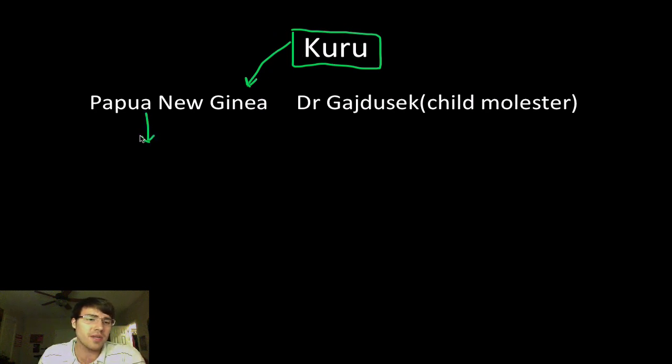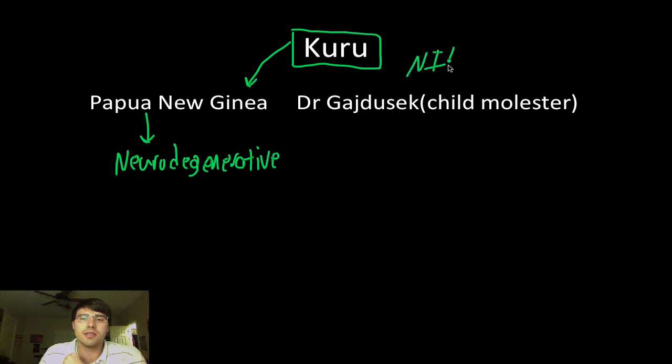And what it was basically, very similar to what we had seen with mad cow disease and what we have seen with scrapie, is, I'm just going to turn it here, neurodegenerative disorders. And the NIH had sent a man by the name of Dr., and I hope I'm pronouncing this right, Gadusik, I don't know how you pronounce his name.